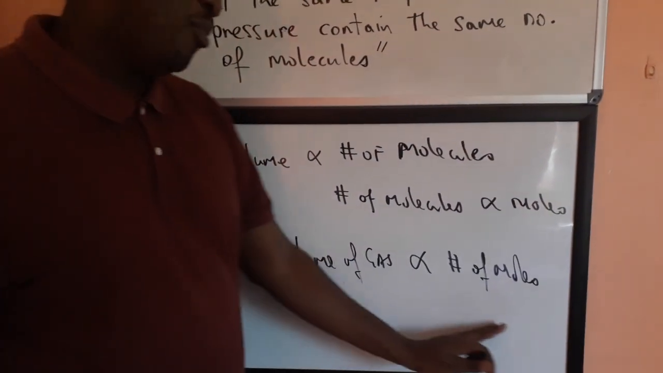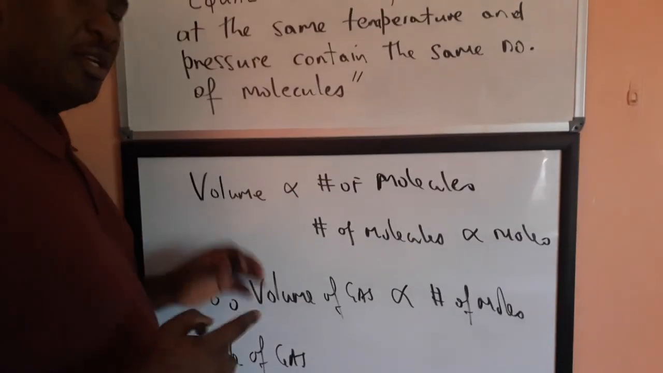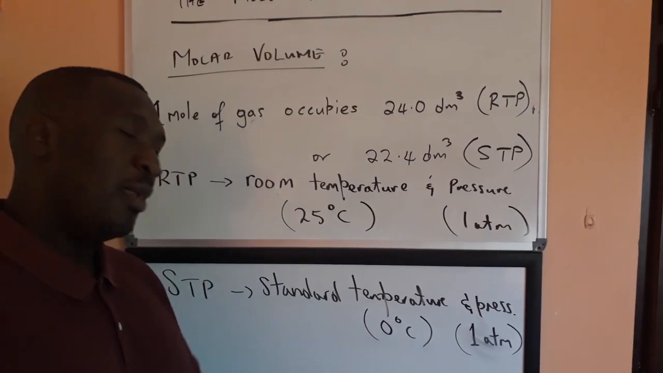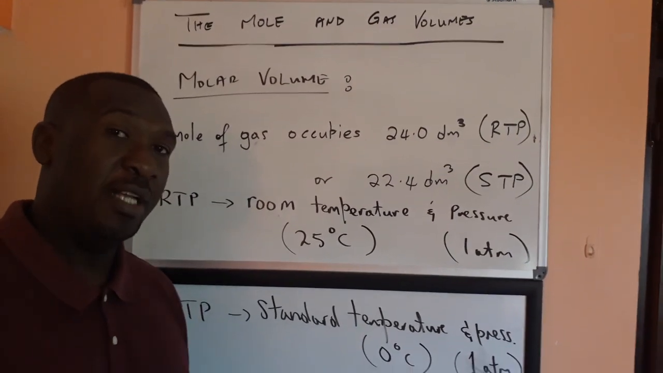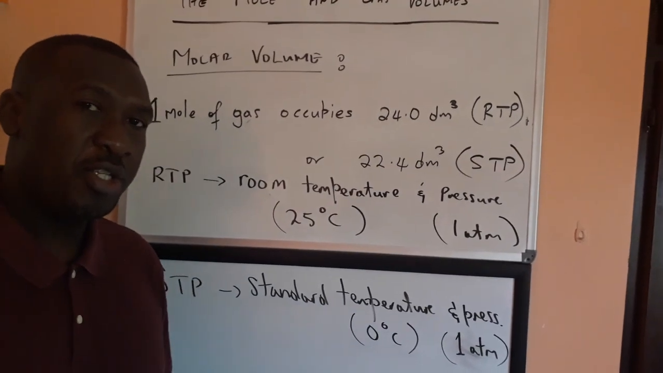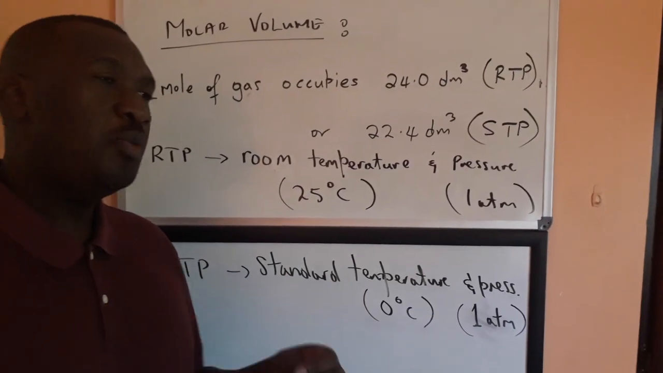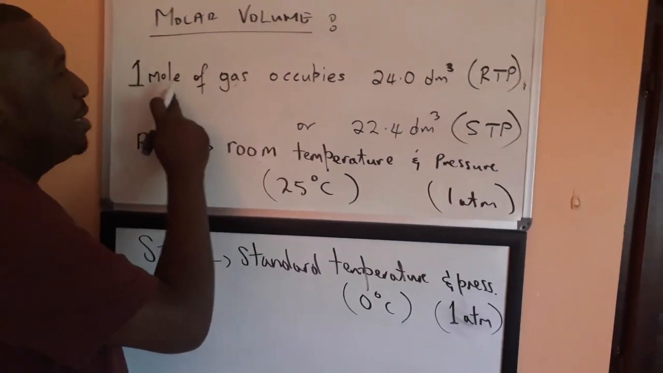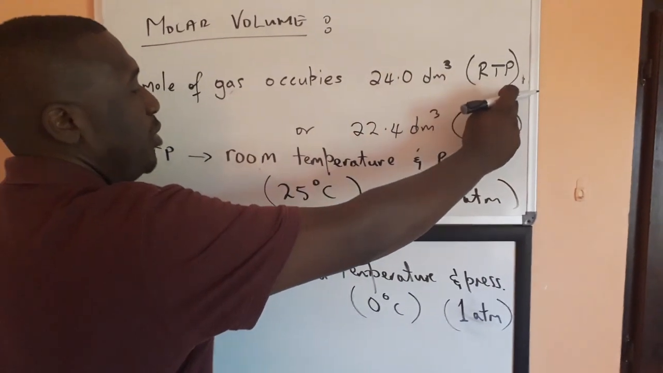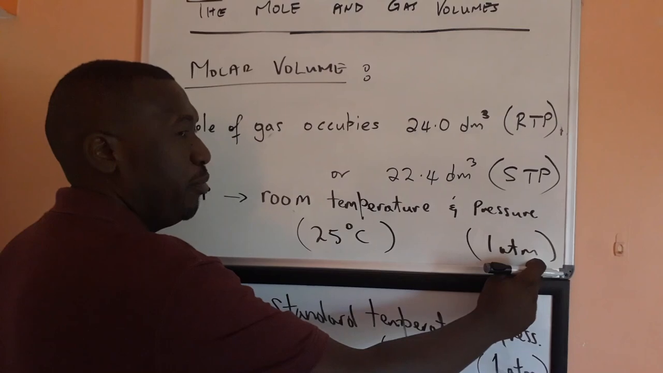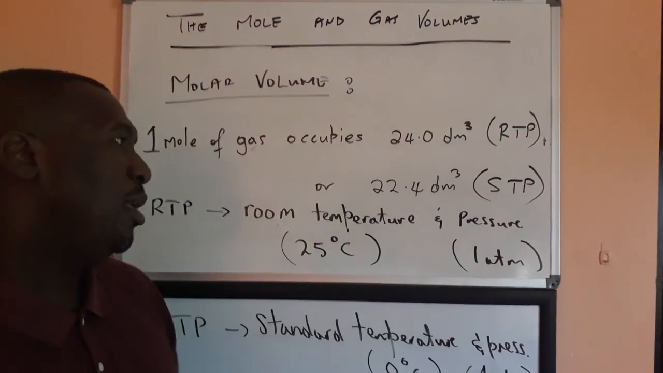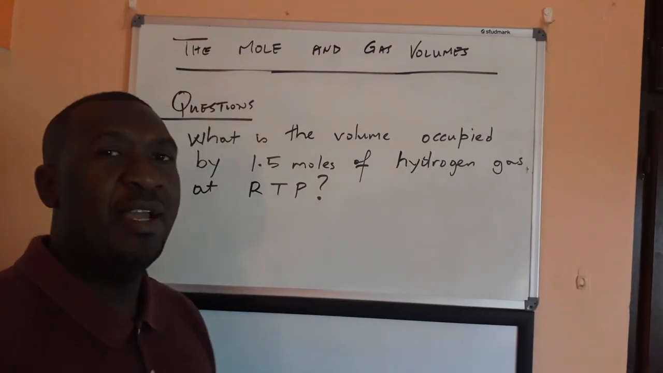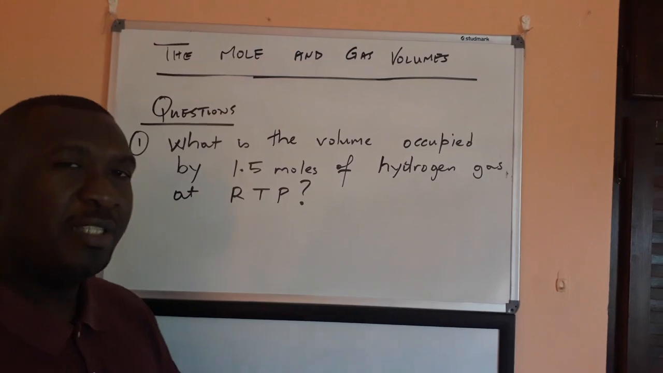So it means that one mole of a gas should have a fixed volume under given conditions of temperature and pressure, and that we call molar volume. As predicted by Avogadro's law, one mole of a gas should occupy a fixed volume under certain conditions of temperature and pressure. Today we use two conditions: room temperature and pressure, and standard temperature and pressure. One mole of a gas occupies 24 decimeter cubed at room temperature and pressure, which is 25 degrees Celsius and 1 atmosphere pressure, or 22.4 decimeter cubed at standard temperature and pressure, or 0 degrees Celsius and 1 atmosphere pressure.